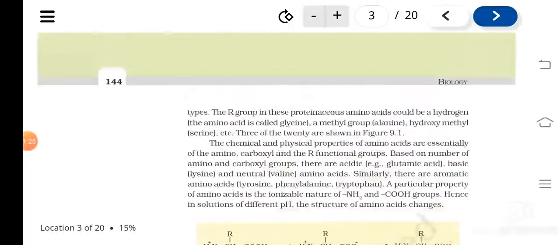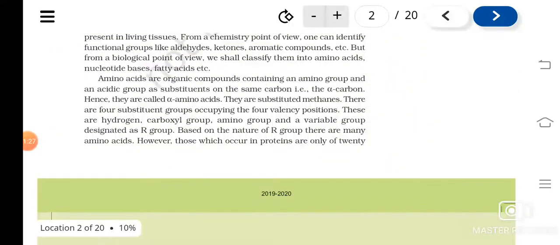and one among them was amino acids. Amino acids are the building blocks of proteins, like a chain is made up of different beads, isn't it? The polypeptide chains are formed by the union of amino acids. When we study amino acids particularly, amino acids are substituted methane. Methane's formula is CH4, isn't it? The four valencies of carbon are filled by hydrogen atoms.